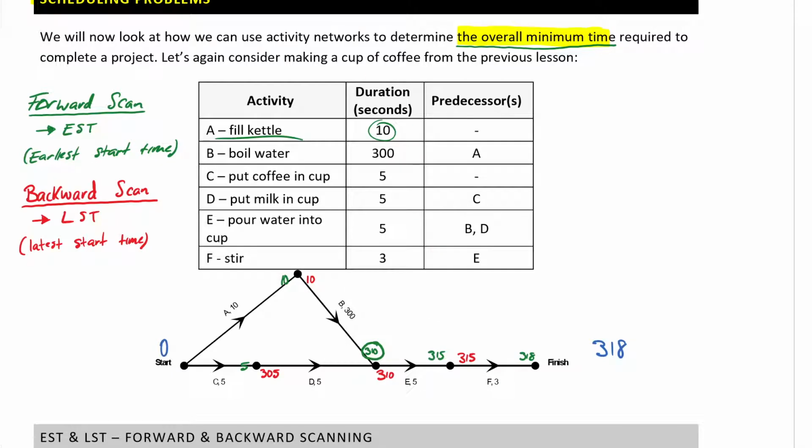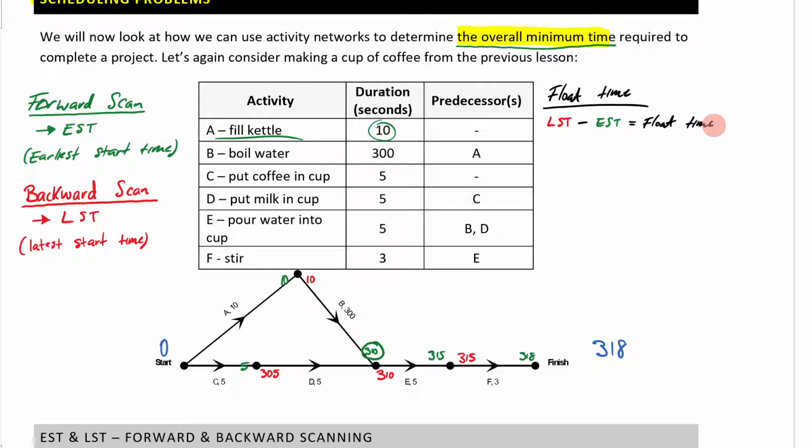Now, this introduces another idea, and this is the idea of float time. So we'll come up here and let's talk about float time. So we'll write float time. The way that you find float time is you take your latest starting time and you subtract it from your earliest starting time. And again, all of these notes are in our booklet later on, but I think it's really helpful to write it in here. So the latest start time minus the earliest start time is going to give us something called the float time.